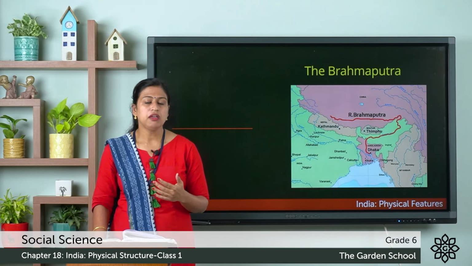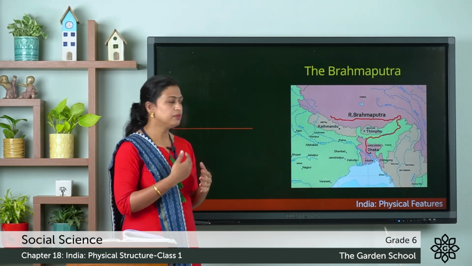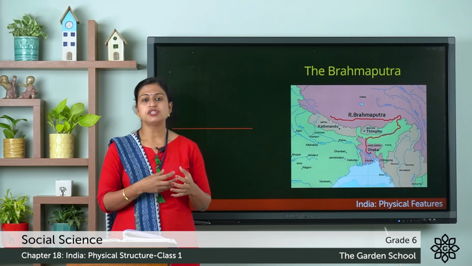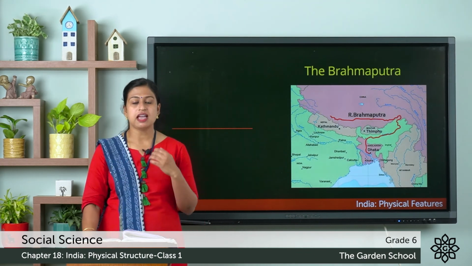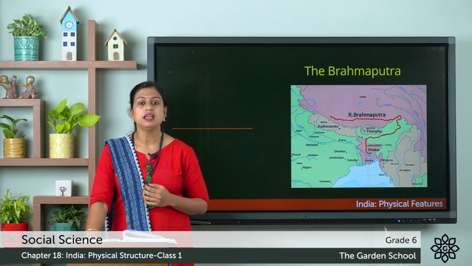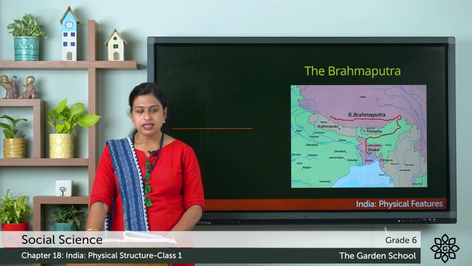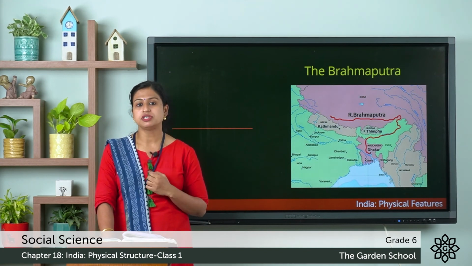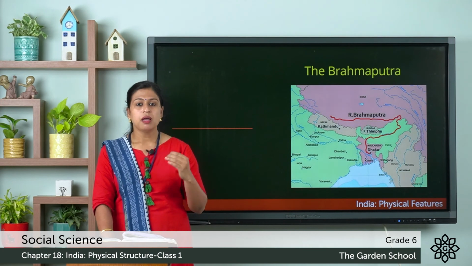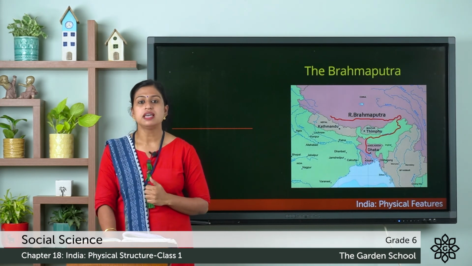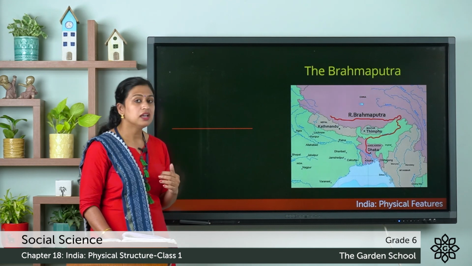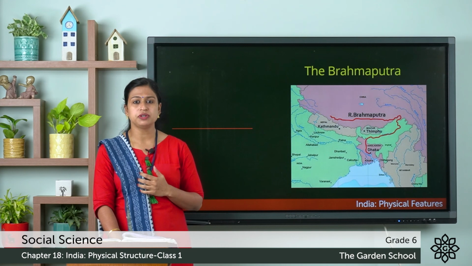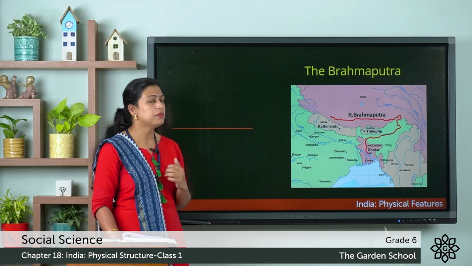But before they flow into the sea, these two rivers deposit large quantities of silt and sediments which form the world's largest and fertile delta, which is known as the Ganga Brahmaputra delta. Here a delta is a triangle shaped feature which is formed by the deposition of silt and sediment before the rivers meet the sea. So this was about the three river systems, that is the Satluj, the Ganga and its tributaries, and the third one is the Brahmaputra.